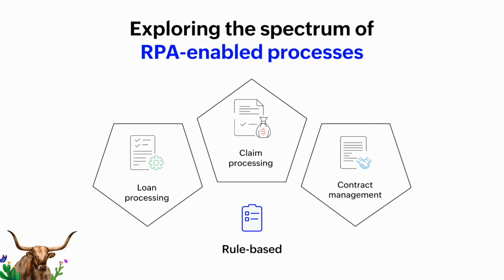There are a list of processes that has to be followed. Loan processing, insurance claim processing. You need to check with a lot of credit scores. So those are all rules-based processes which can be automated using RPA.